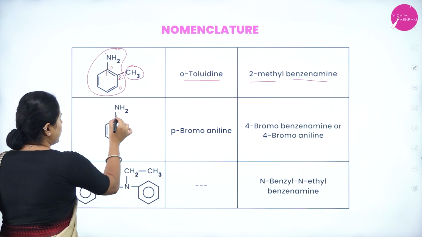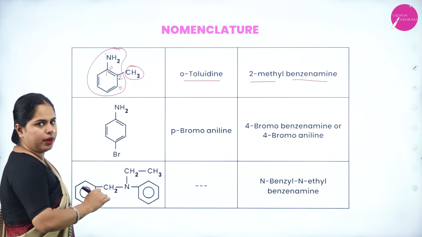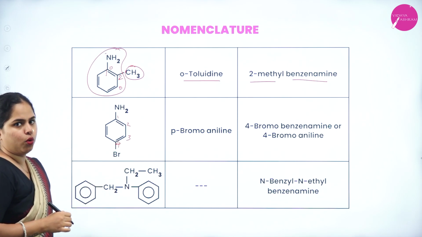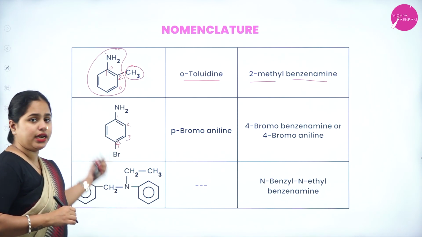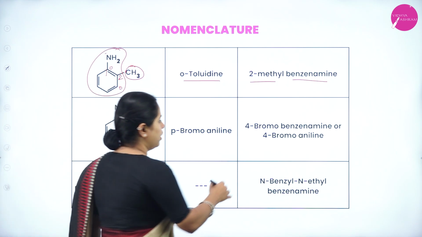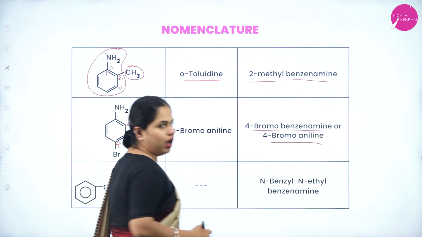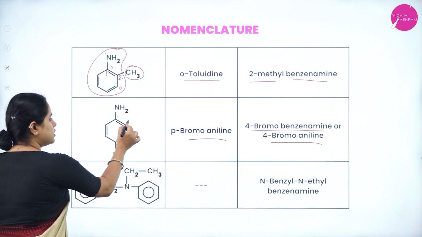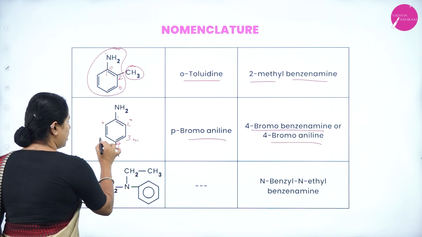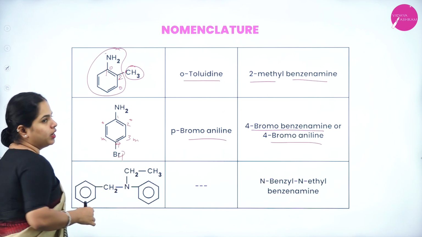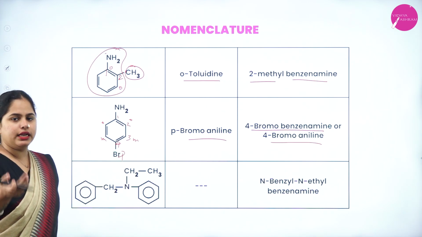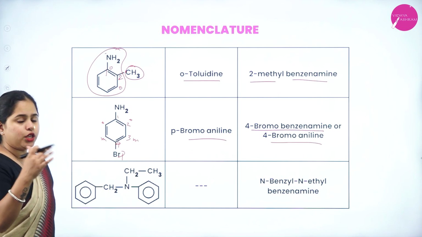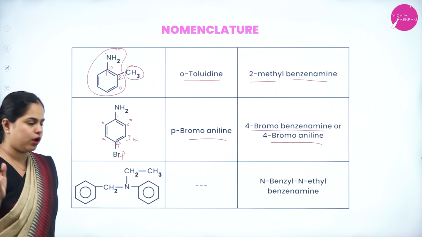Now moving on to this, on the first carbon atom you have the amine. Now 1, 2, 3, 4. On the fourth carbon atom you have the bromine. So the IUPAC name will be 4-bromoaniline or 4-bromobenzenamine, right? The common name will be para-bromoaniline. Now why para? These 2 are ortho positions, these 2 are meta positions, and this is the para position. So it is para-bromoaniline. In the common system you don't number 1, 2, 3, 4. It is ortho, para or meta. In IUPAC name you are not supposed to use ortho, para or meta.